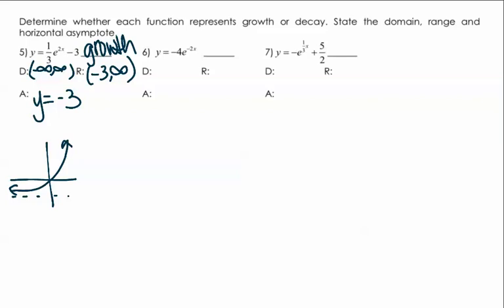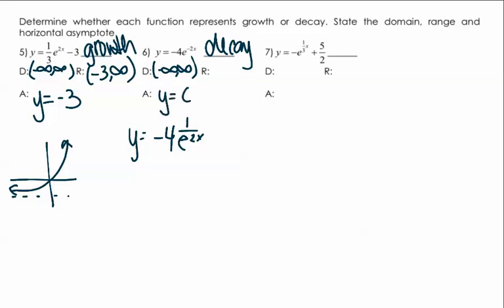Now, if we look at number 6, it says negative 4e to the negative 2x. Now that exponent is negative, so that's telling us that this is decay, because what's really happening is my equation is negative 4 times 1 over e to the 2x. Because now that's going to become a positive exponent when you bring it to the denominator. And now 1 divided by e is going to be a fraction. So it's going to become decay. Your domain is all real numbers, so squeeze that in. Your asymptote is going to be at 0 because there's no k-value. You're not adding or subtracting any number to that equation.